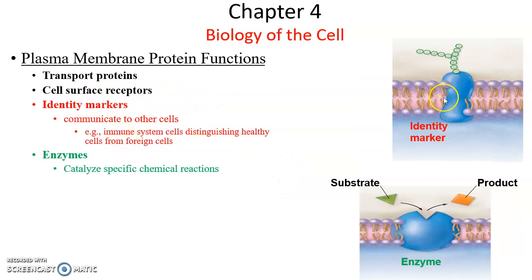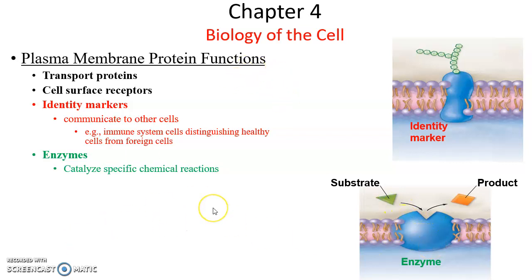We have identity markers. It turns out those glycoproteins, the carbohydrate portion of those glycoproteins, are identity markers. They communicate to other cells to say, hey, I belong here. Don't destroy me. So they keep the immune response from destroying healthy, normal cells of the body.